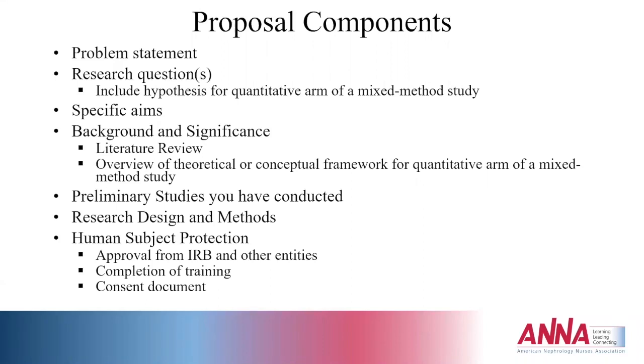We'll cover research design and methods on the next slide, but this will need to be clear and easy to follow. And finally, you must address how you will protect your subjects, whether these are humans or animals. You should address how you will protect your subjects, including how you will maintain anonymity or confidentiality of your participants. IRB approval should be addressed, and you should also address approval from any other entity necessary to conduct your study. For ANNA grant proposals, you'll also need to complete training on human subject protection and include a copy of the consent document for review. You'll also include a detailed budget.